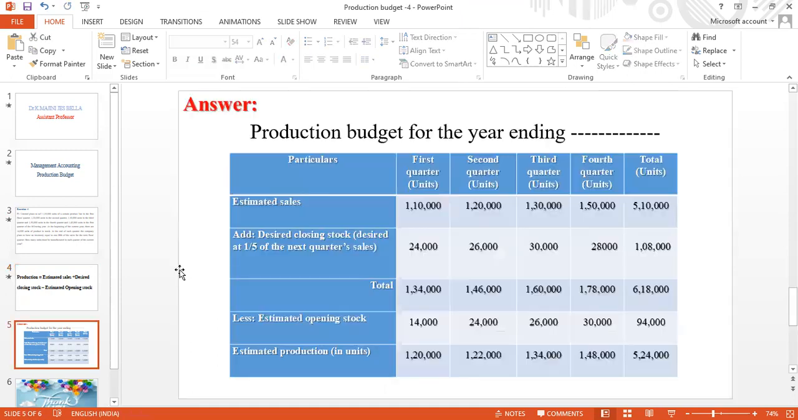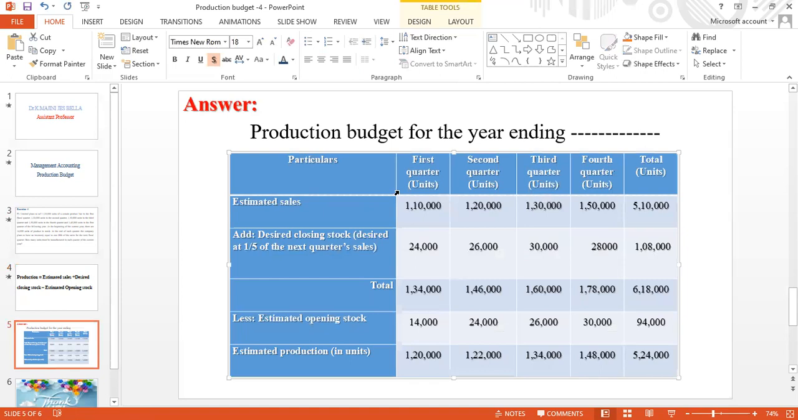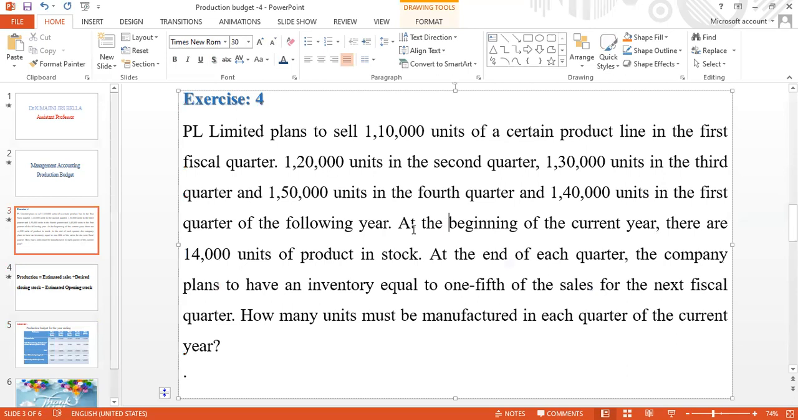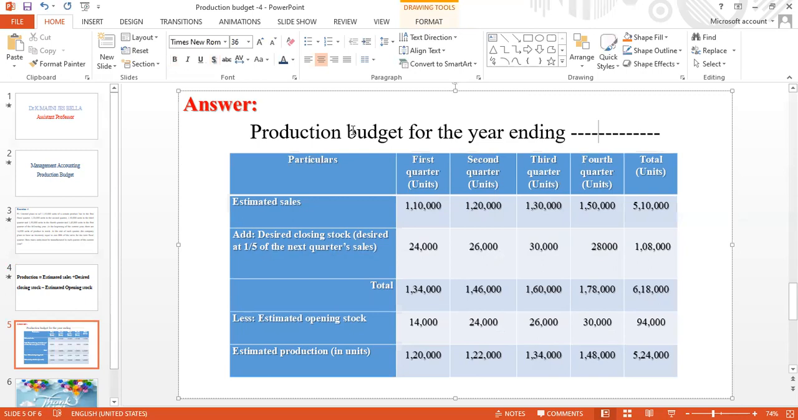See here the answer. We should put 5 columns. Why? There are 4 quarters and the particulars also we should write, right? So you should put 5 columns. The heading we can write: production budget for the year ending. The year, they didn't mention it, right? See the question. So we can just leave the place for the year.